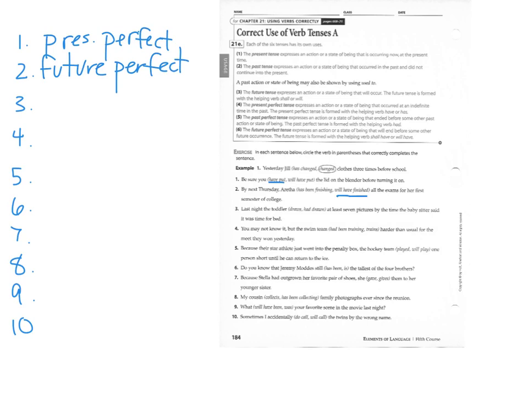Okay, for 3. Last night, the toddler had drawn, this is in the past, at least 7 pictures by the time the babysitter said it was time for bed. So had drawn, 2 verbs. So had is in the past. So it's going to be past perfect.